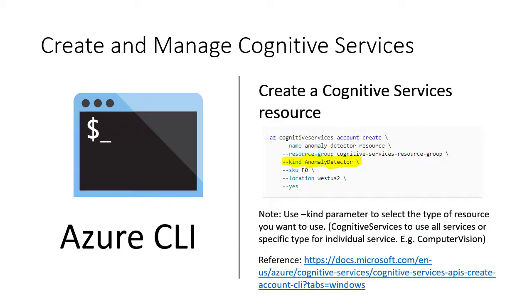It is important to mention that using F0 as the SKU, you are actually using the free tier in this service, and the value of anomaly detector in the kind parameter will actually create a single anomaly detector service for you. In case you want to use multiple services, you would need to use cognitive services as the value in the kind parameter. In case you want to explore other operations you can execute for cognitive services using Azure CLI, you can access this reference to the documentation.